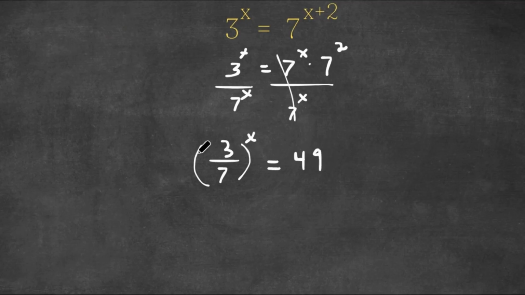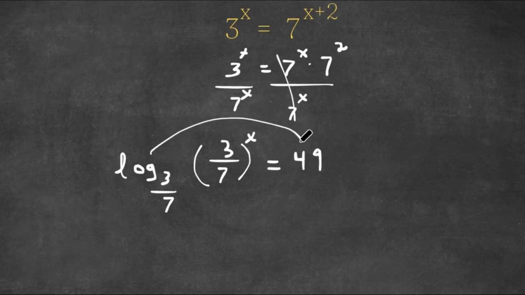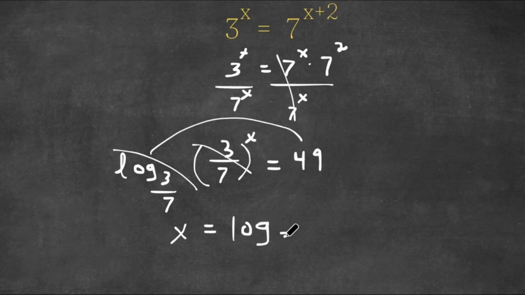Now, if I take the log with base 3 over 7 on both sides, so same thing to this side as well, then these two would cancel out, and for our left-hand side, I would have x, and for the right-hand side, I would have log base 3 over 7 of 49.